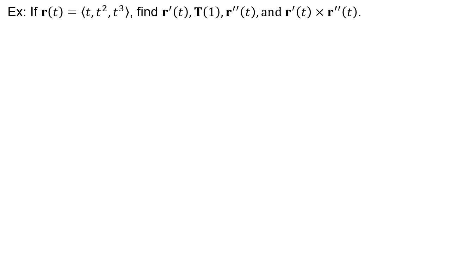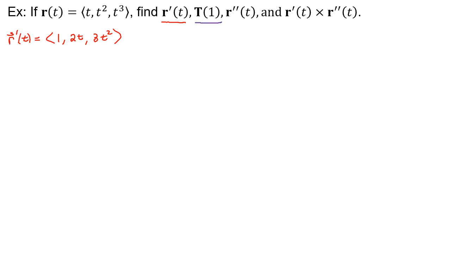Okay, now this one tells you to find all sorts of things. If your r is t, t squared, and t cubed, can you find the derivative? Then can you find the unit tangent at 1? Then can you find the second derivative? And then can you find the cross product between the first derivative and the second derivative? It's a lot of things, but we could do that. That's not too bad. First of all, find the first derivative. That's really easy. So r prime at t would just be 1, 2t, and 3t squared. They're just power rules.